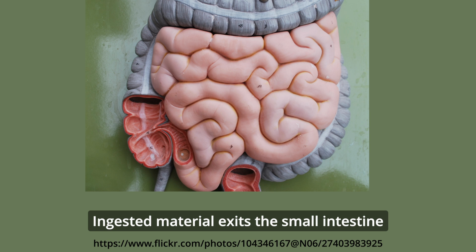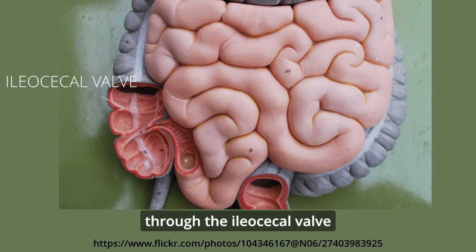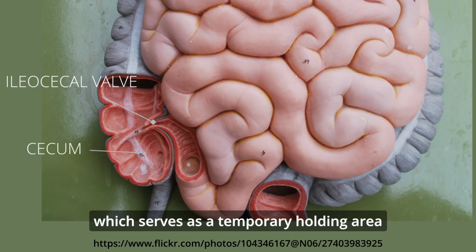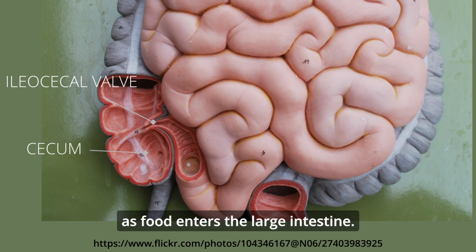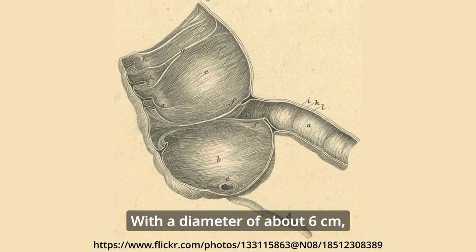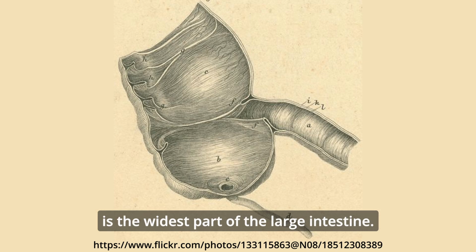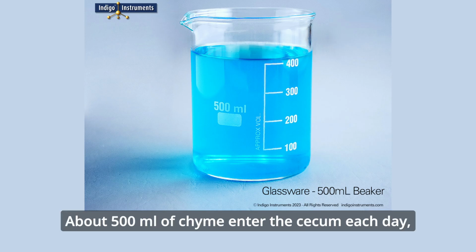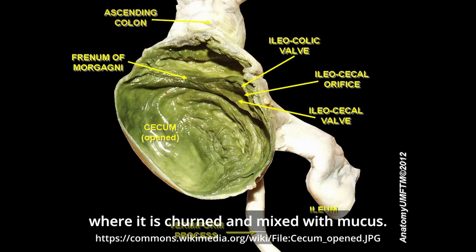Ingested material exits the small intestine through the ileocecal valve and enters the cecum, which serves as a temporary holding area as food enters the large intestine. With a diameter of about 6 centimeters, this muscular, blind-ended pouch is the widest part of the large intestine. About 500 milliliters of chyme enter the cecum each day, where it is churned and mixed with mucus.